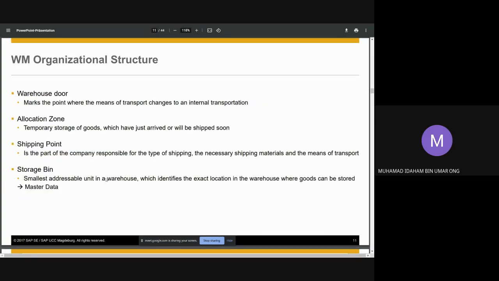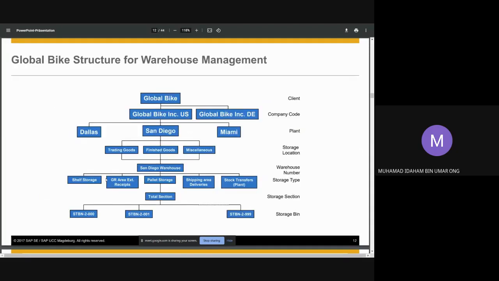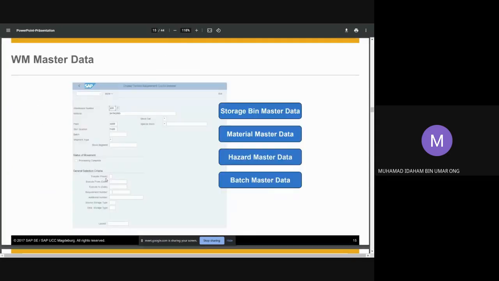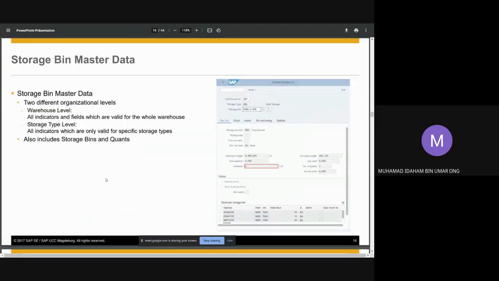Warehouse door, allocation zone, shipping point, storage bin, there is a lot of stuff inside the warehouse management organizational structure, but we're going to use those which are relevant based on the case study for IWM. So this one we can skip. These are some of the information inside warehouse management master data. You're not going to be creating this.